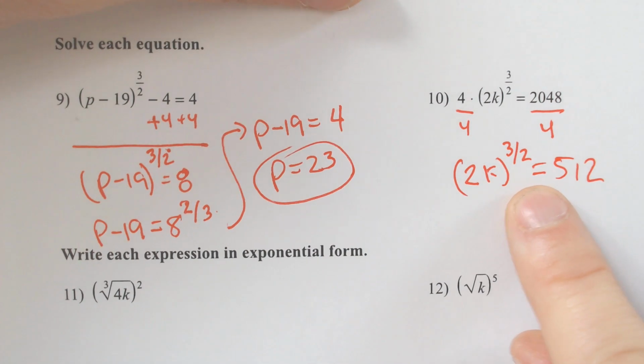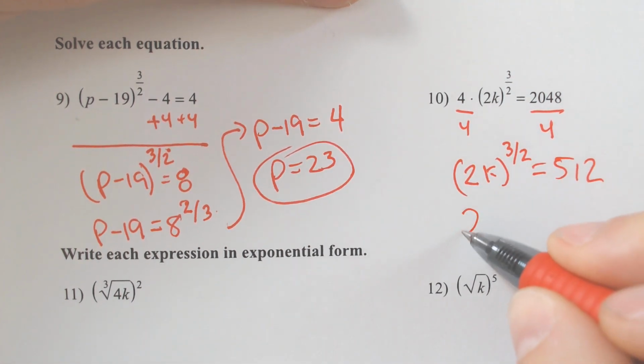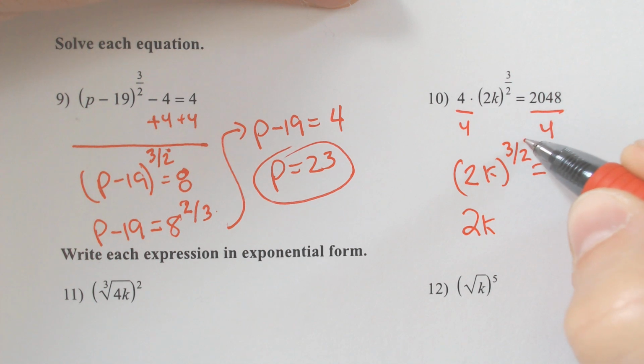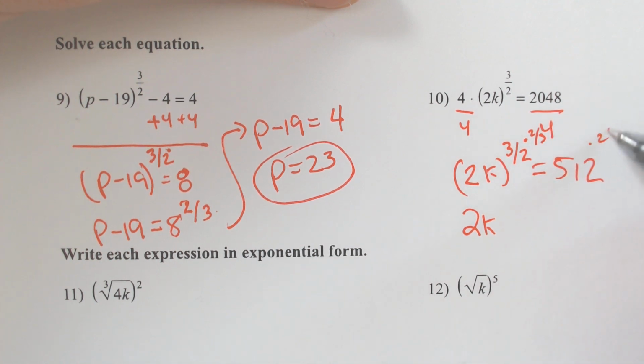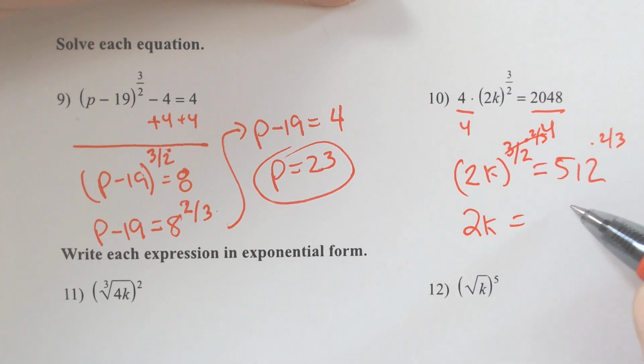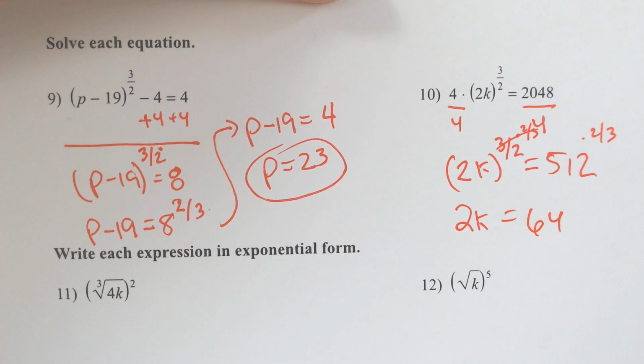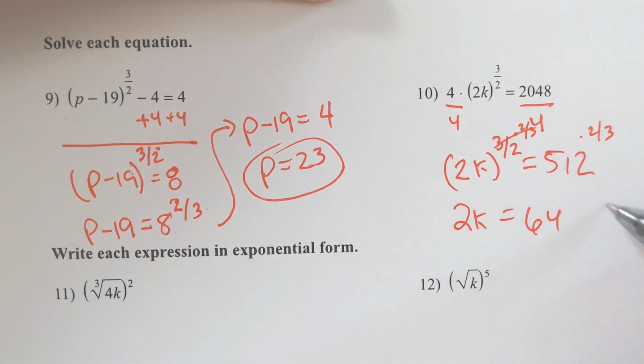Raise this to the 2/3 power because you got to cancel that 3 over 2 out. If we raise this to the 2/3 power and raise that to 2/3 power, they cancel. 2k will equal 512 to the 2/3 power. You get 64 when you raise 512 to the 2/3 power. Divide by 2. K would equal 32.